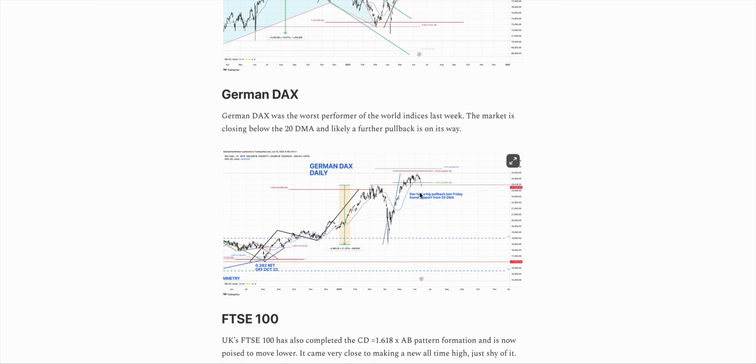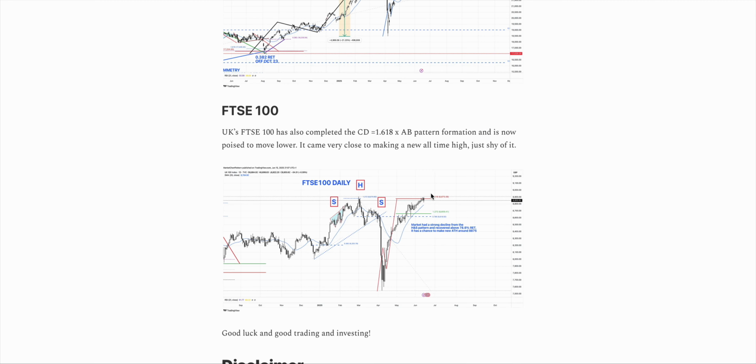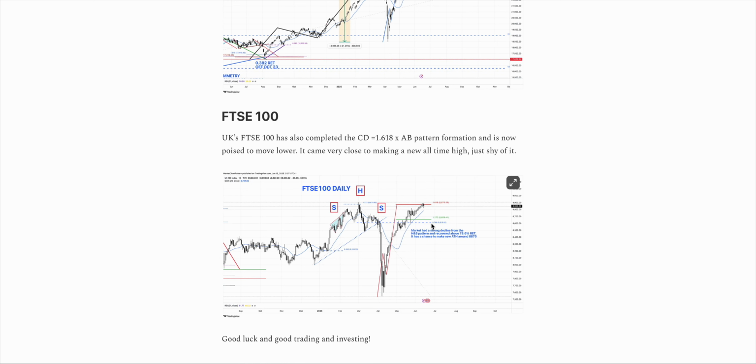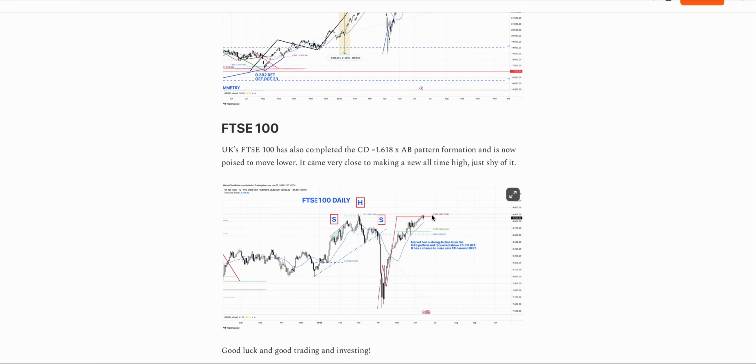It was in fact the least performing index in the indices that we follow on a weekly closing basis, and then you can see that rounding top formation taking place. I think maybe the pullback might have a little bit further to go. FTSE 100 completed this pattern as well. Didn't make a new all-time high, came very, very close to it, still got a chance, but looks like maybe if we begin to get a follow through after Friday's selling, then maybe it retraces lower. So these are the things that we are watching in the key markets.